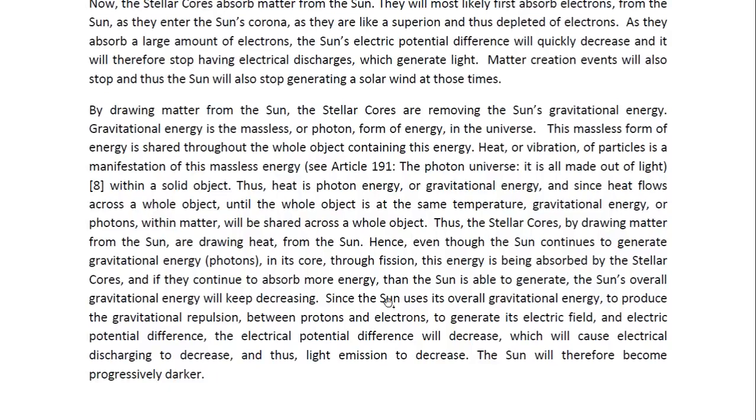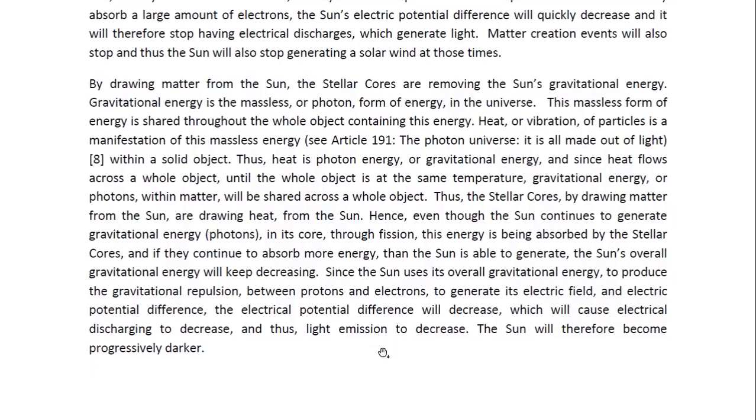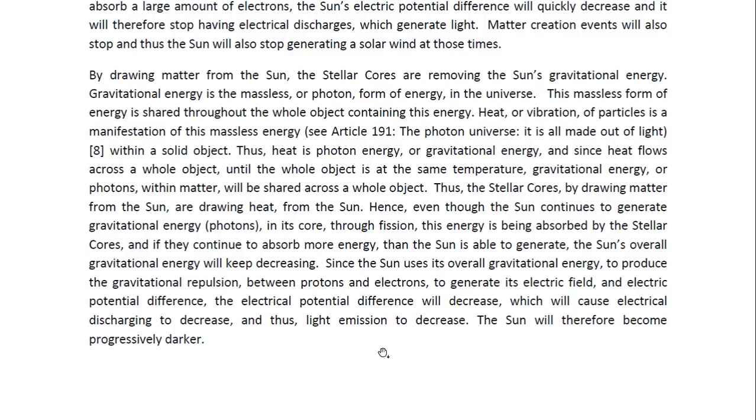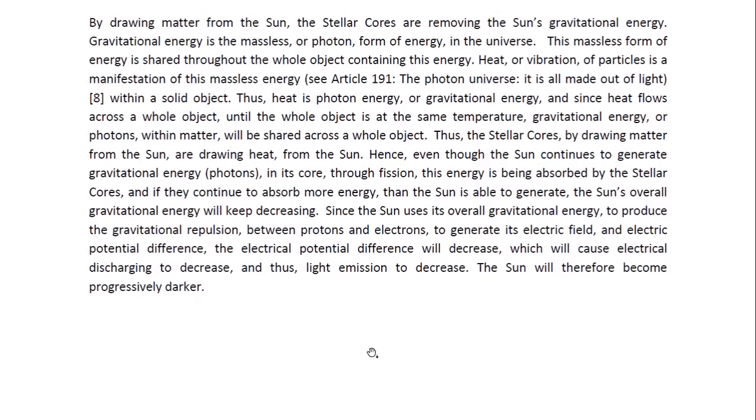And if they continue to absorb more energy than the sun is able to generate, the sun's overall gravitational energy will keep decreasing. Since the sun uses its overall gravitational energy to produce the gravitational repulsion between protons and electrons to generate its electric field and therefore its electric potential difference, the electrical potential difference will decrease, which will cause electrical discharging to also decrease, and thus light emission to decrease. The sun will therefore become progressively darker.